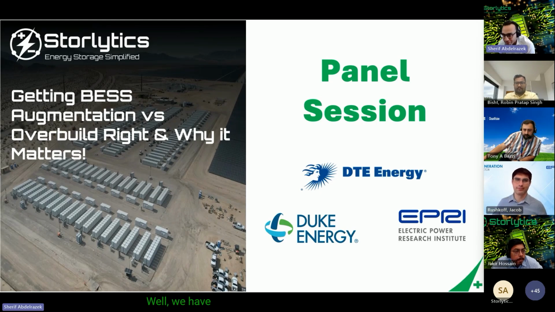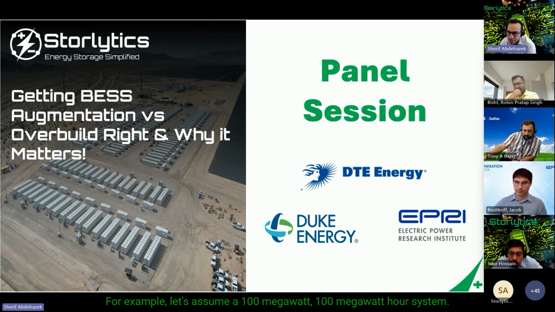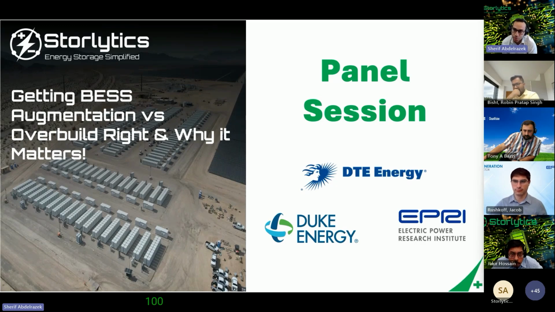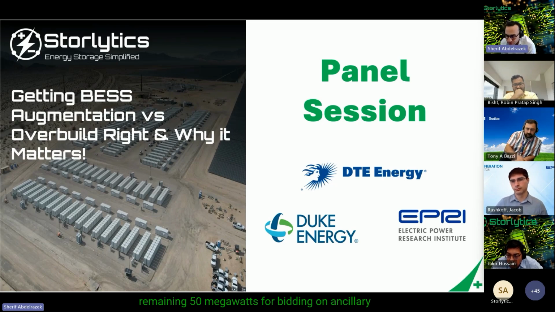Okay, we have a couple more questions coming in. First one from Rajat Walia. Regarding value stacking, what is the optimal strategy to stack multiple revenue streams? For example, let's assume a 100 megawatt, 100 megawatt hour system. Is it effective to allocate 50 megawatts, 100 megawatt hours for 2-hour arbitrage and use the remaining 50 megawatts for bidding on ancillary services?